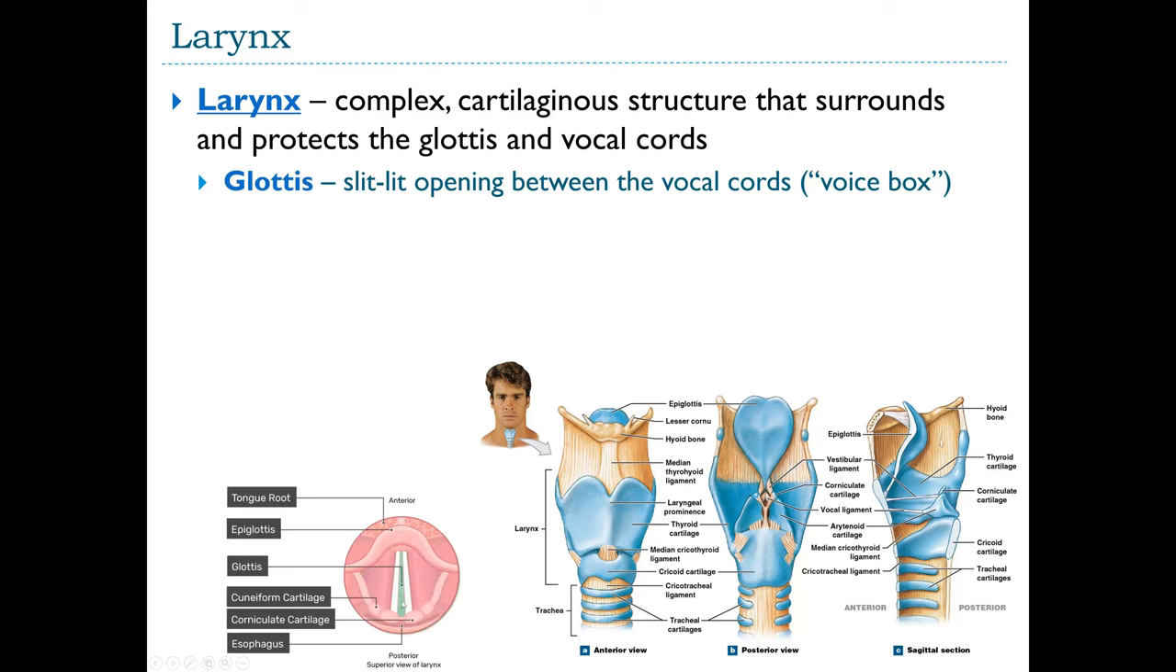So here is a picture looking down into the larynx, and the vocal folds or the vocal cords are these white structures here, the two white lines, and the space between them is what we call the glottis.